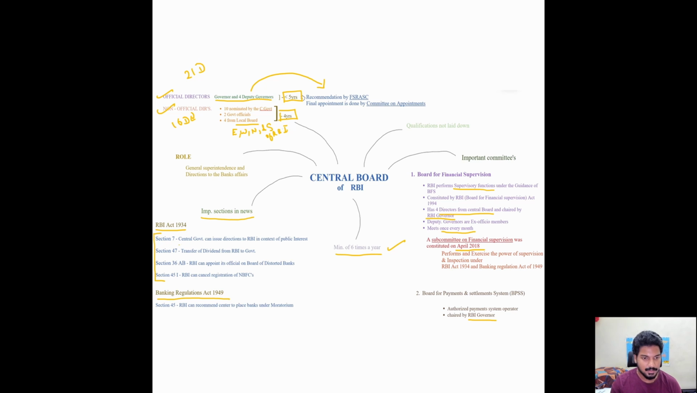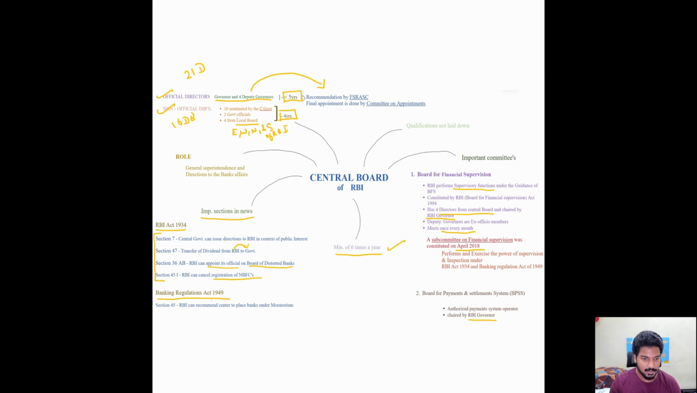We have section 7, which says that the central government can issue directions to the RBI in the context of public interest. Then we also have section 47, transfer of dividend from RBI to the government. We had an issue related to it in the past year. Then section 37AB, where RBI can appoint its officials on the boards of distressed banks. Then we have section 45-I, which says that RBI can cancel registrations of NBFCs.